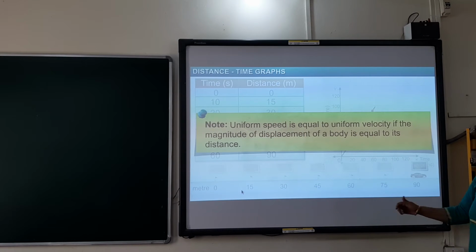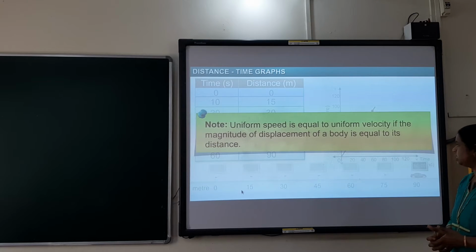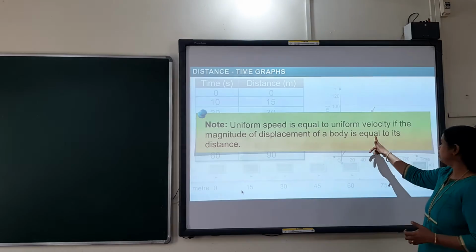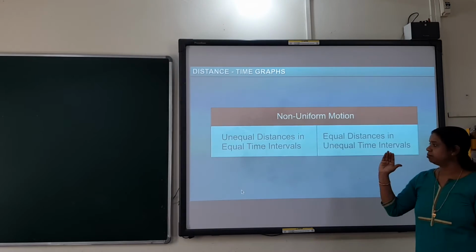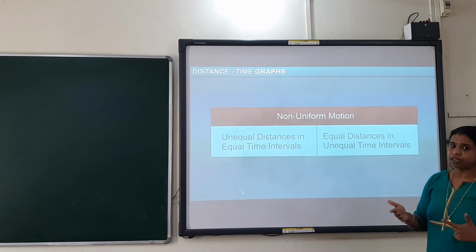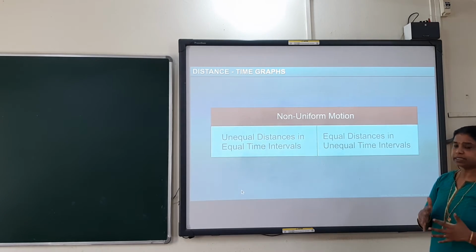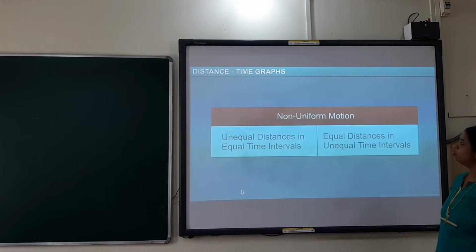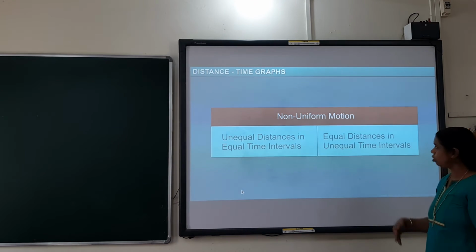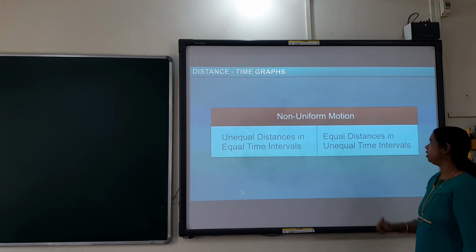The next one, the distance-time graph in uniform speed is equal to uniform velocity, if the magnitude of the displacement of a body is equal to its distance. The magnitude of the displacement and the distance will be equal. You know the velocity is a vector quantity and the speed is a scalar quantity. Here now non-uniform motion: unequal distances in equal intervals of time, or equal distances in unequal intervals of time.